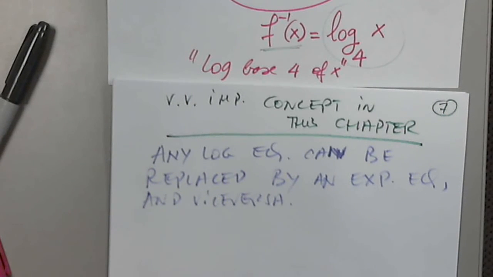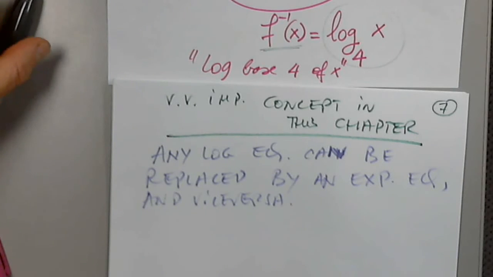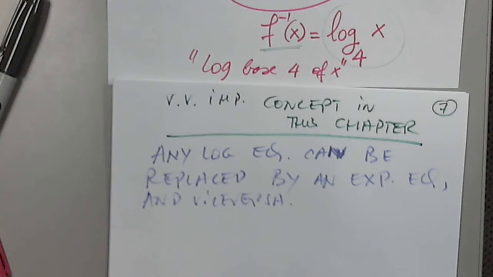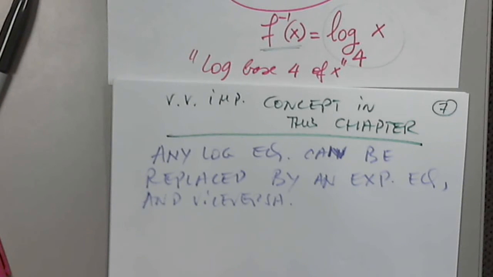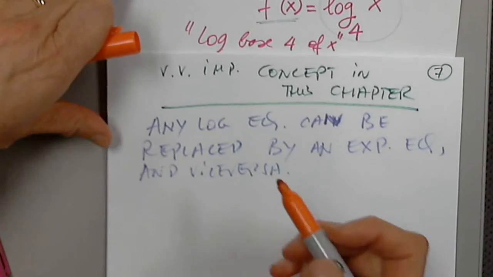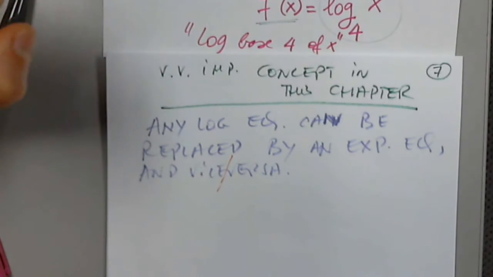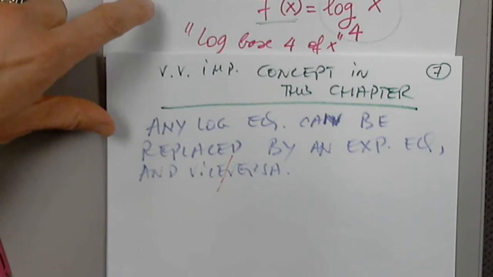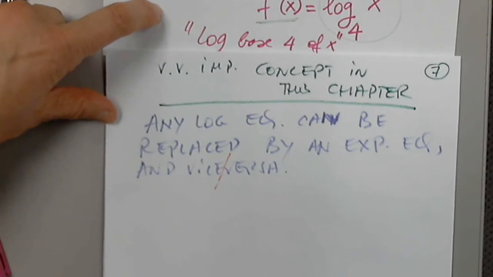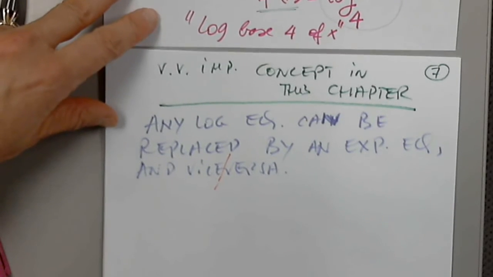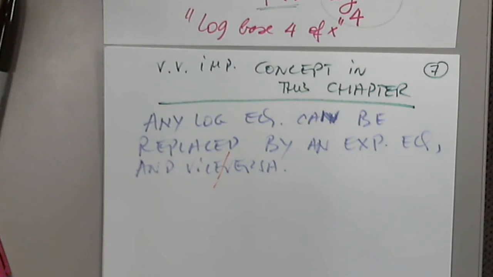So any logarithmic equation can be replaced by an exponential equation, comma, and vice versa. They're two different words. Okay. Now this was in plain English. Now, how does this translate into math?